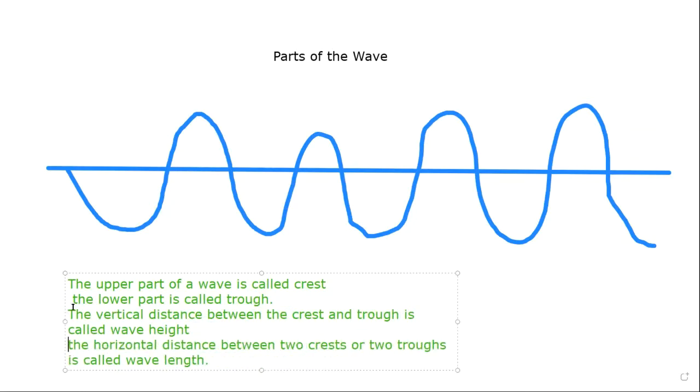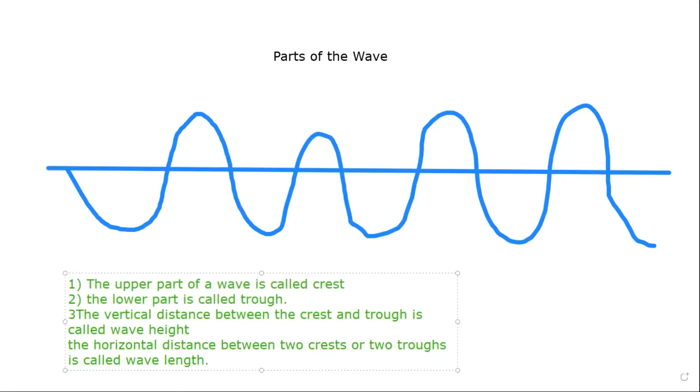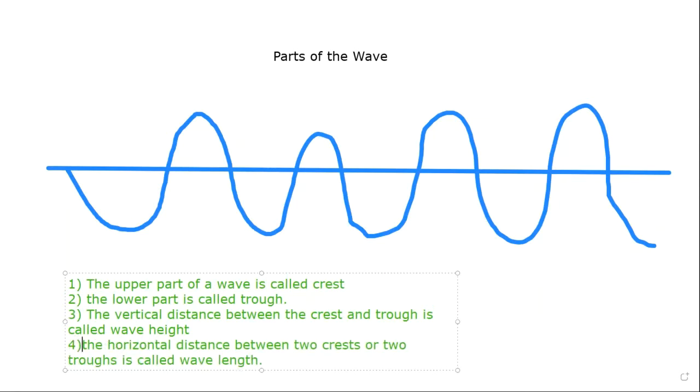Now we are going to label these four parts. First one is the upper part of the wave is called crest. The lower part is called trough. The vertical distance between the crest and trough is called wave height. The horizontal distance between two crests or two troughs is called wavelength. Now we named these four, we learned about the definitions of these four parts.